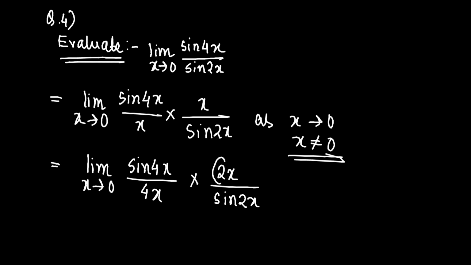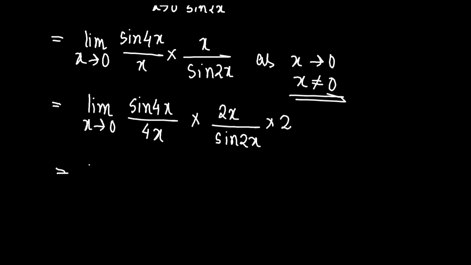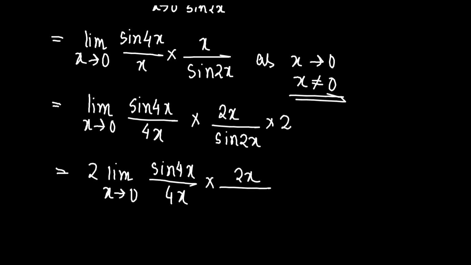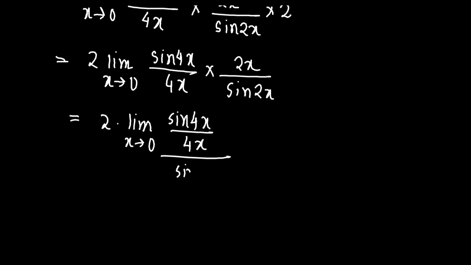So we have compensated with 2 only, so another 2 that we are left with, so we write into 2. Okay, so this 2 we can write outside. So it is sin 4x by 4x into 2x by sin 2x. Okay, now this can be written as 2 into limit x tends to 0 of sin 4x by 4x by sin 2x by 2x.